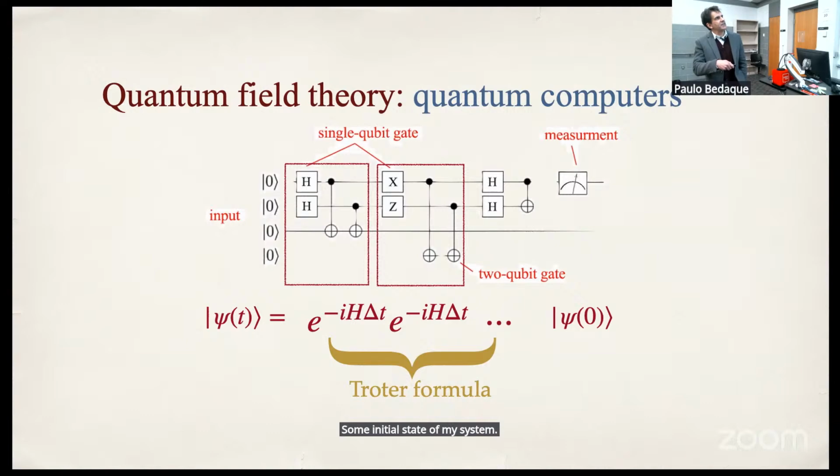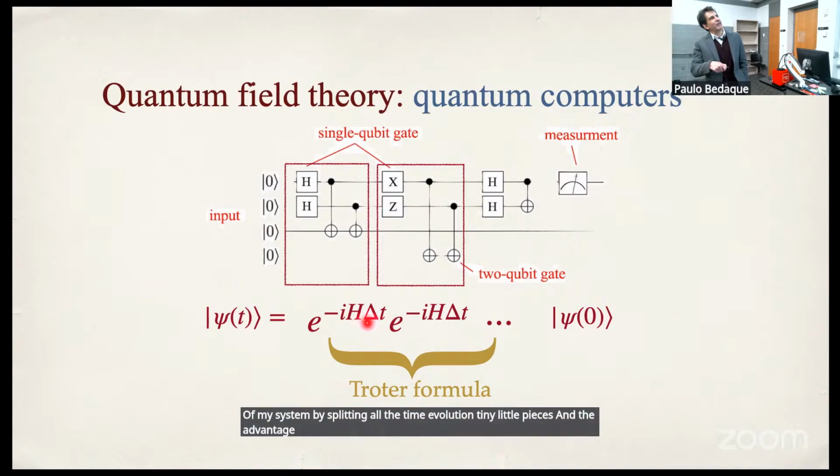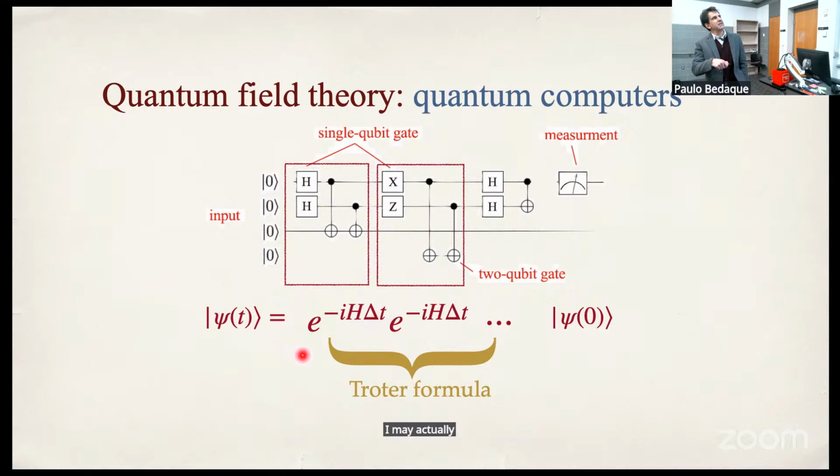Now, I'm going to study the time evolution of my system by splitting the time evolution into tiny little pieces. The advantage of this is that if delta t is small, I may actually be able to approximate each one of those exponentials by an evolution that can be written in terms of quantum gates. I cannot do this for the whole evolution. If I could, the problem would be solvable and I wouldn't need a quantum computer. But in a lot of situations, you are able to do this approximately for small delta t.